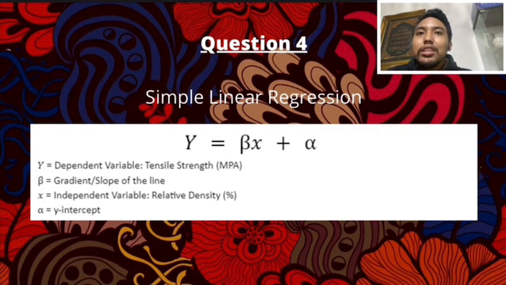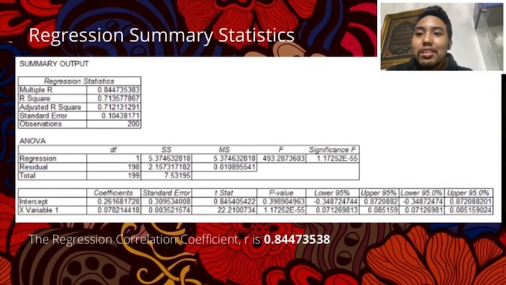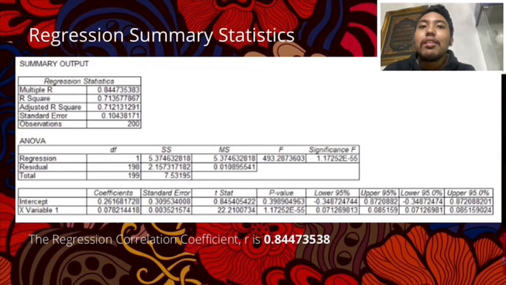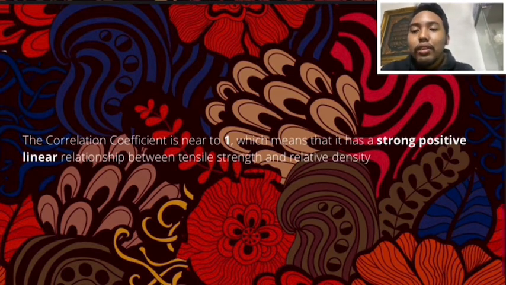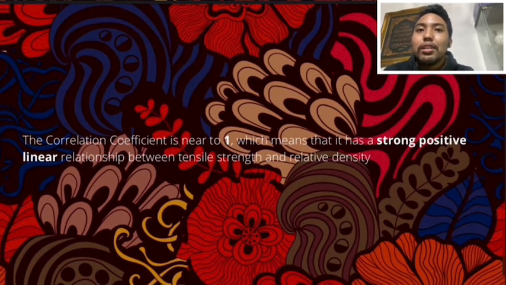Next, I will talk about the regression summary statistics. As you can see here is the table that has been analyzed by Excel, which tells a lot about the data, and we can see here that the regression correlation coefficient R is 0.84473538, which is almost and can be rounded off nearest to 1, which we can conclude that it has a strong positive linear relationship between tensile strength and relative density.